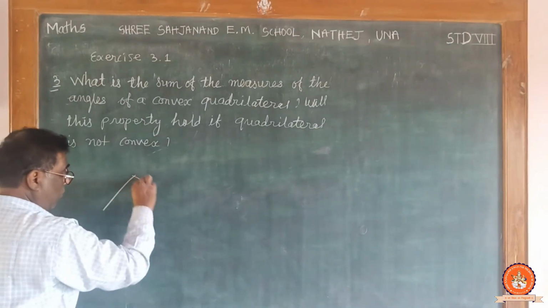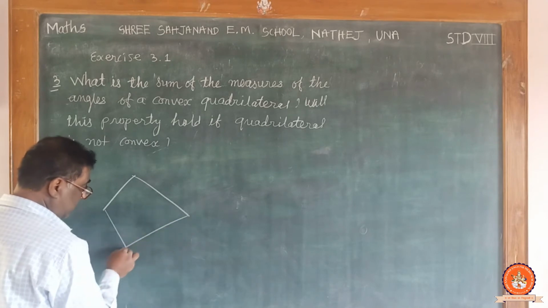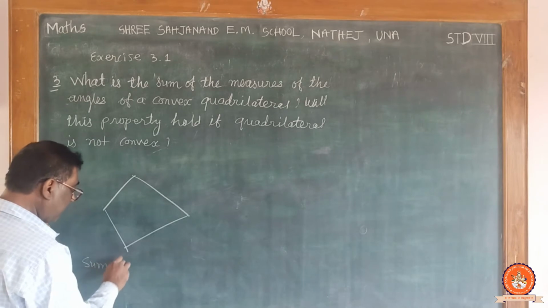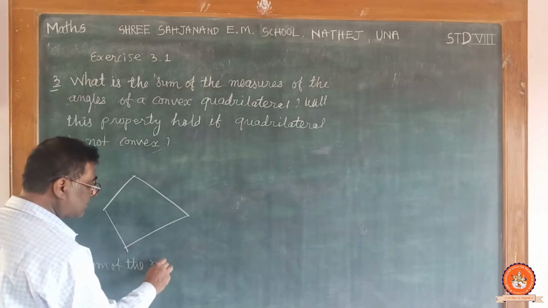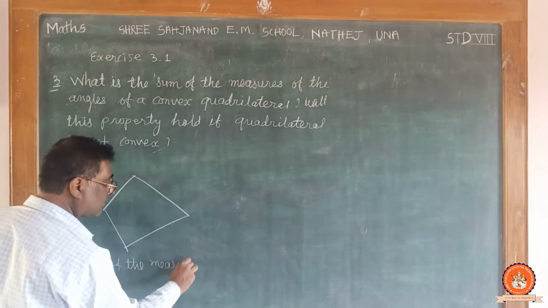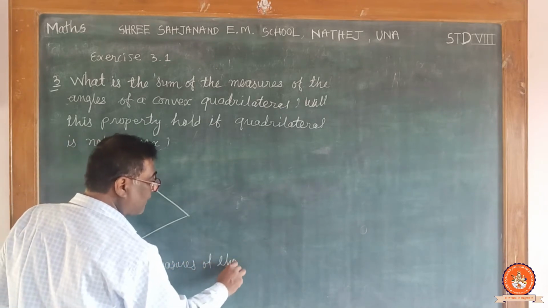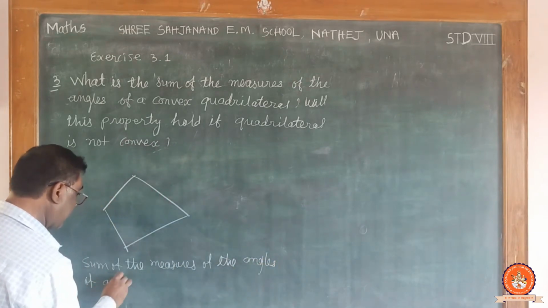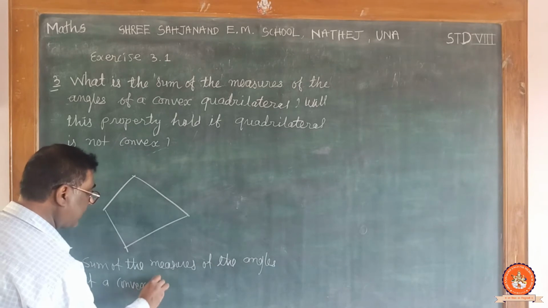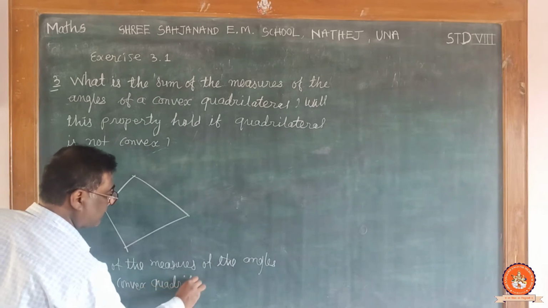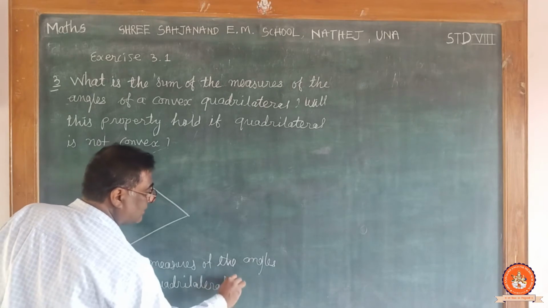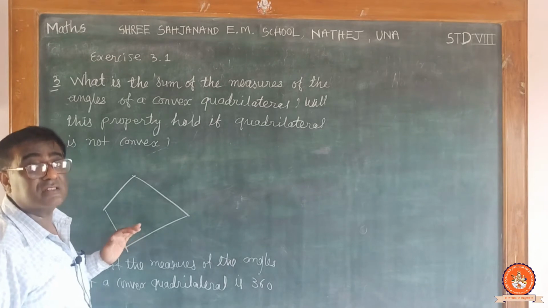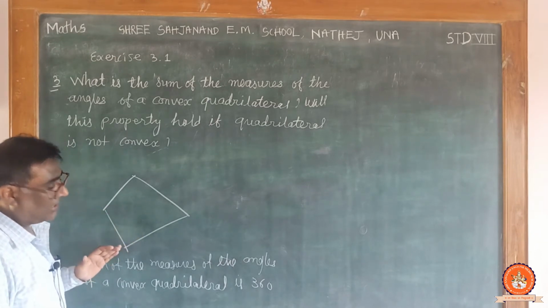This one is a convex quadrilateral, and the sum of the measures of the angles of a convex quadrilateral is 360, my friend. Okay, 360. Sum of the measures of the angles of a quadrilateral is 360. Rather, a convex quadrilateral.